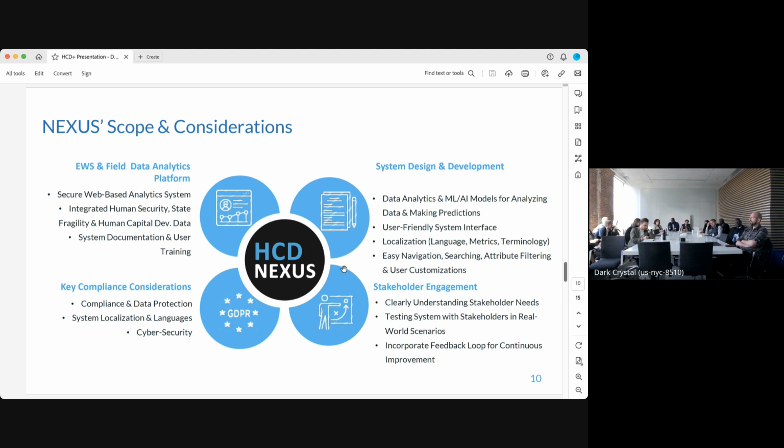On the system design side as well, as I mentioned, we're using a lot of data analytics and ML tools to make the process of analysis a lot more efficient, with decision-making and predictive models. We're going to make sure it's user-friendly. This requires iterative tests for the end users to get feedback to make sure that we're giving them a good solution. And then, of course, the typical things, easy navigation, ability to filter and customize information as the user wants.